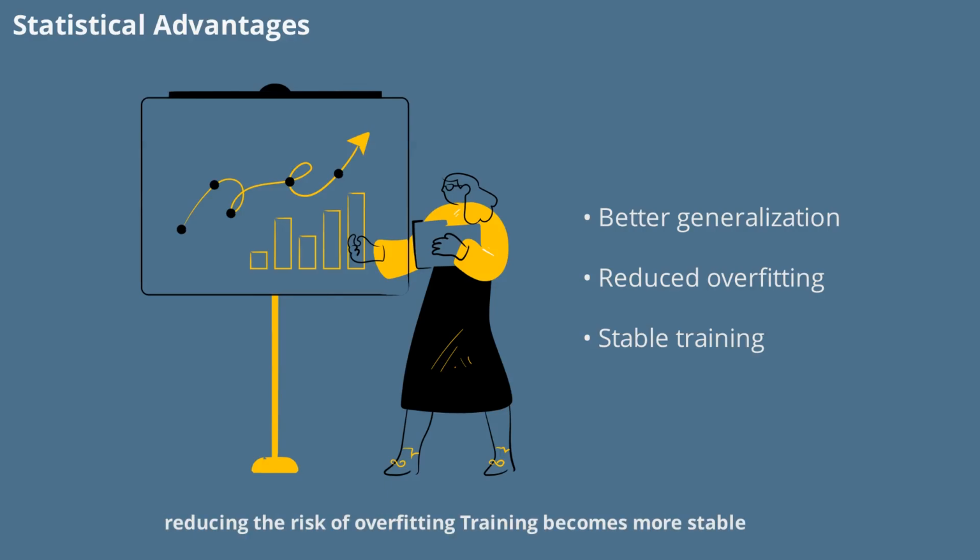Training becomes more stable, and you can achieve better performance with fewer examples. These benefits are especially important in real-world scenarios where collecting large, labeled datasets is challenging. By building on existing knowledge, transfer learning makes it possible to create robust models even in data-scarce environments.